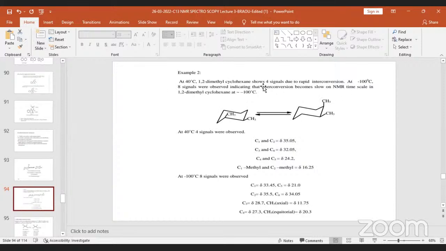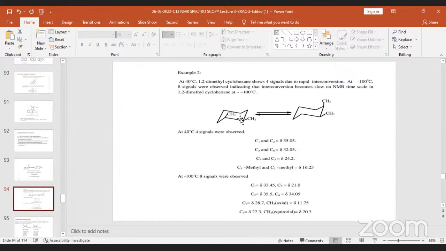So 1,2-dimethyl cyclohexane normally shows 4 signals due to rapid interconversion, because C1 and C2 are the same, C3 and C6 are the same, and C4 and C5 are the same, because they are getting interconverted from one chair form to another chair form. And C1 methyl is axial and C2 methyl is equatorial, but due to rapid interconversion we cannot identify them, and we get the average shift.